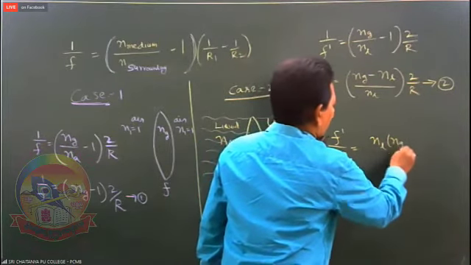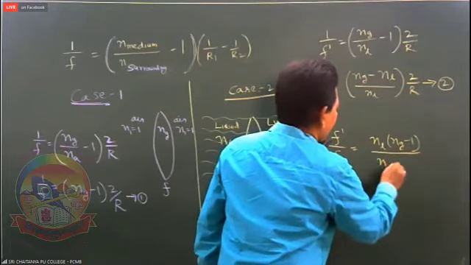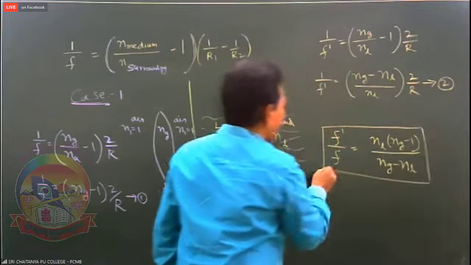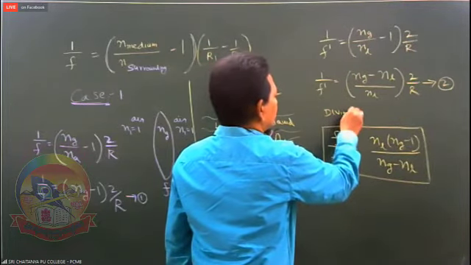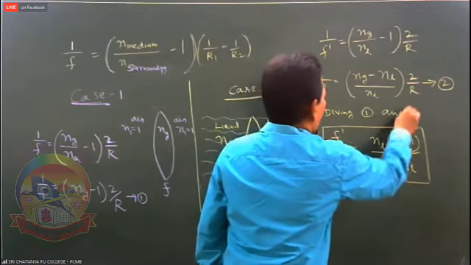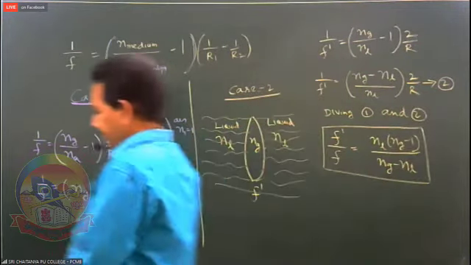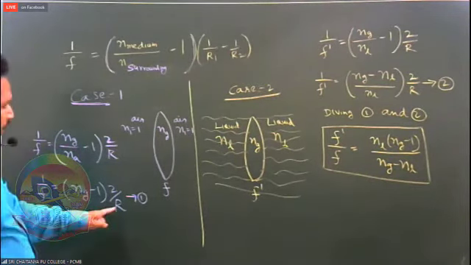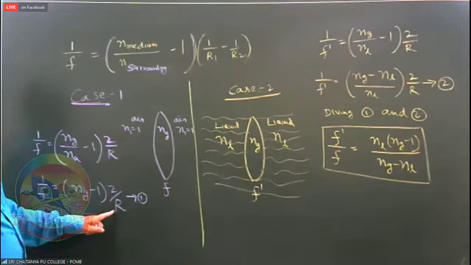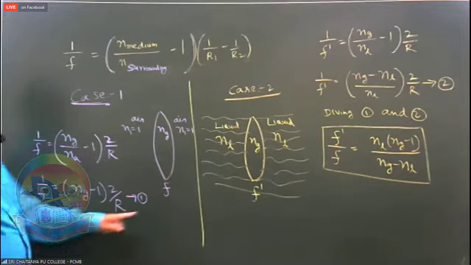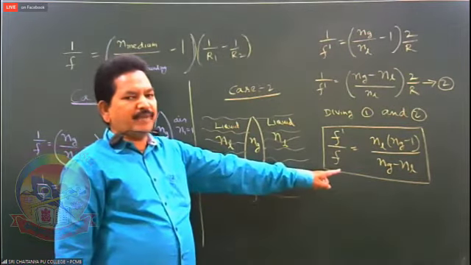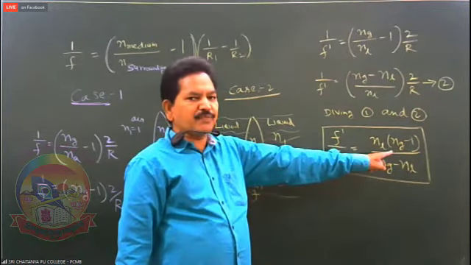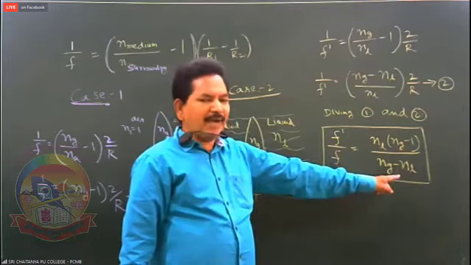NL Ng minus 1 by Ng minus NL. Dividing equation 1 and equation 2, the 2 by R gets cancelled. Then what is remaining? F dash by F is equal to NL into Ng minus 1 divided by Ng minus NL.